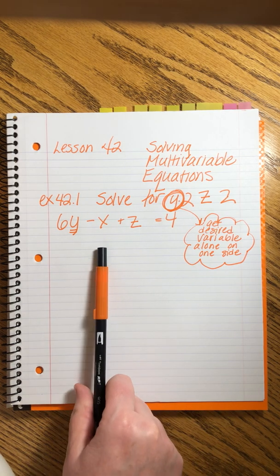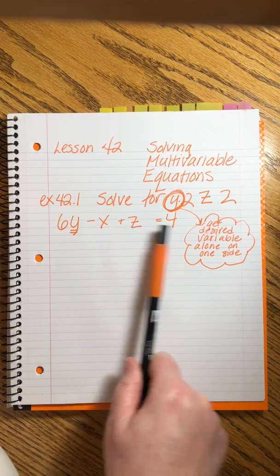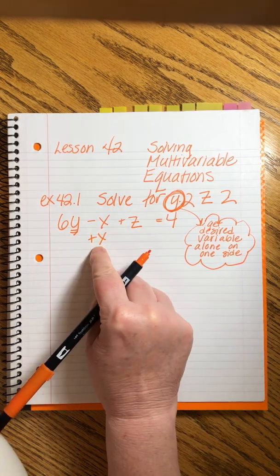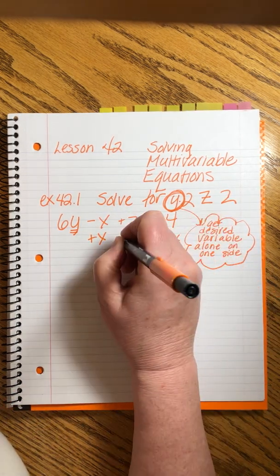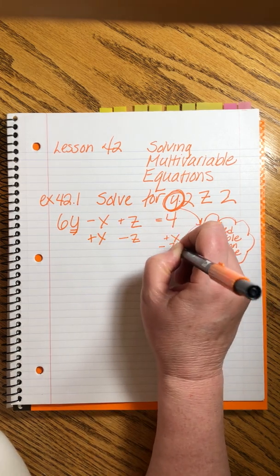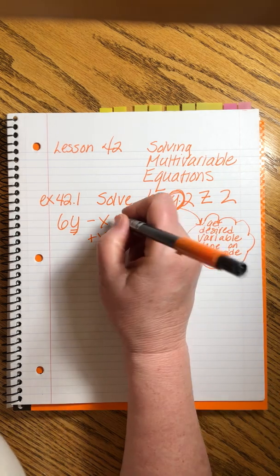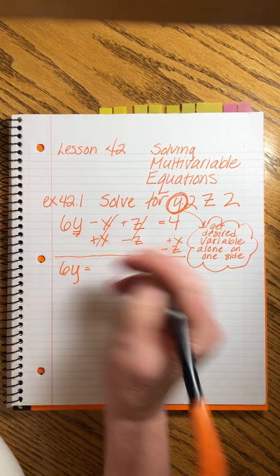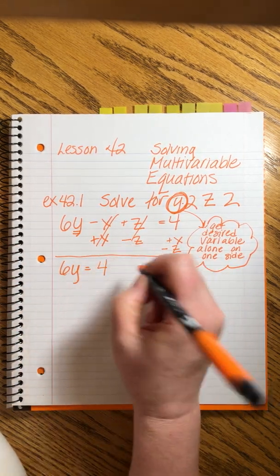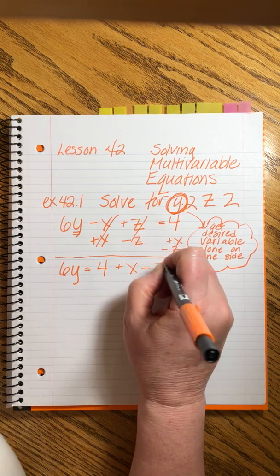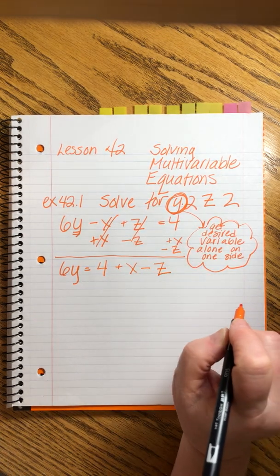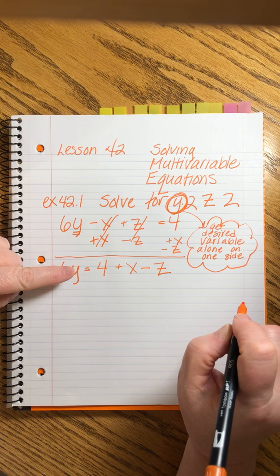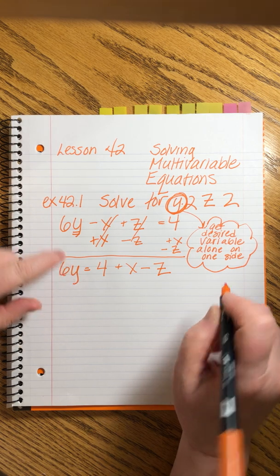What I see is, let's send these guys swimming over here, and then we'll just have the 6y by itself. So to both sides, I'm going to add the x, and then I'm going to subtract the z. I'm writing those as a stack just because this is in my way. That cancels, and now I get 6y equals, and I'm just going to bring it down. I'll keep it in this order, 4 plus x minus z.